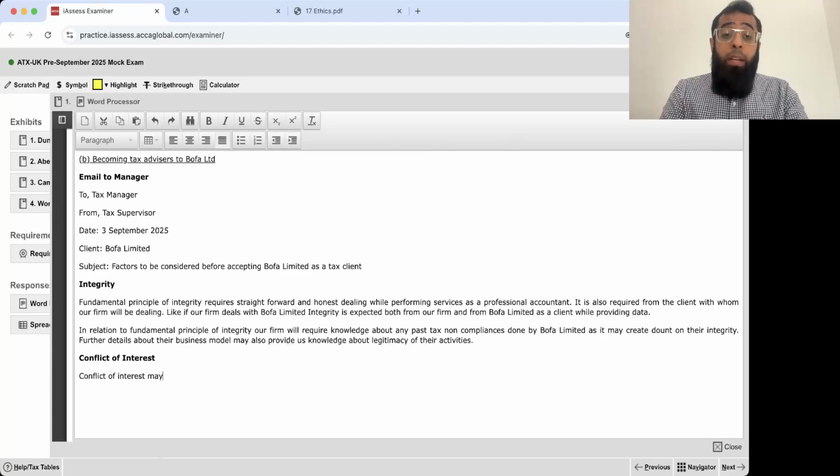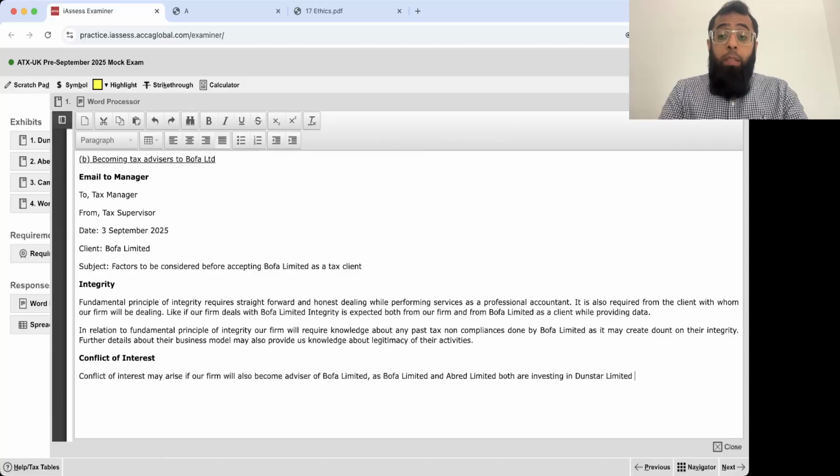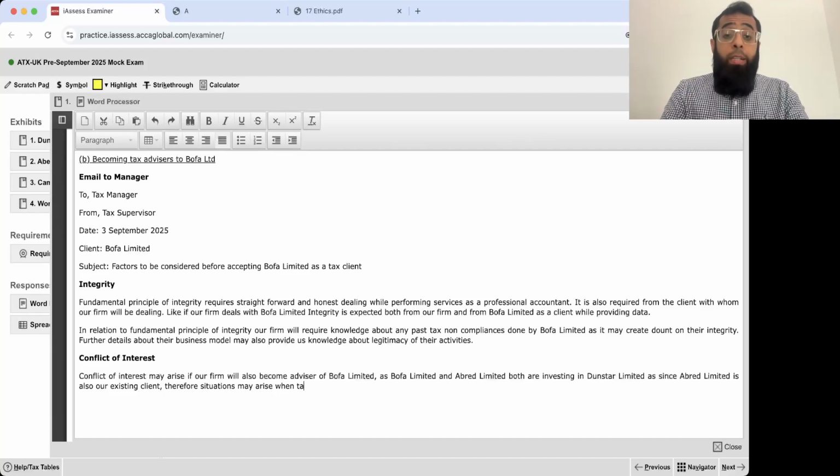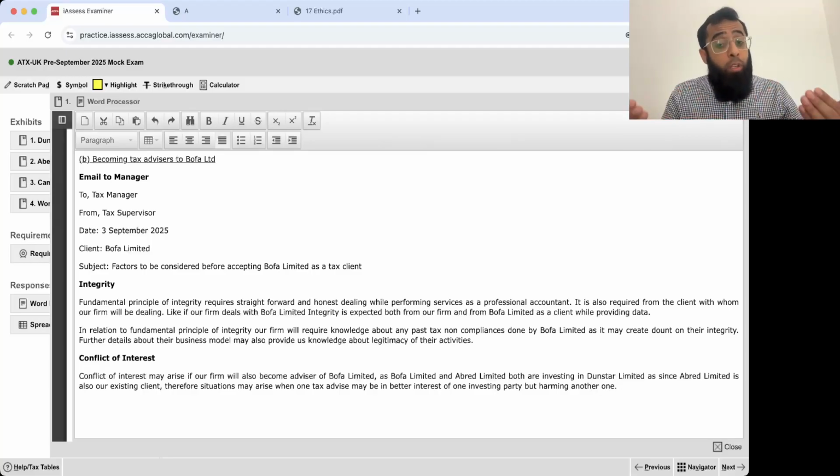Conflict of interest may arise if our firm will also become advisor of BOFA Limited, as BOFA Limited and Abrid Limited both are investing in Dunster Limited, and since Abrid Limited is also our existing client, therefore situations may arise when one tax advice may be in better interest of one investing party but harming another one. So that is what we call conflict of interest.